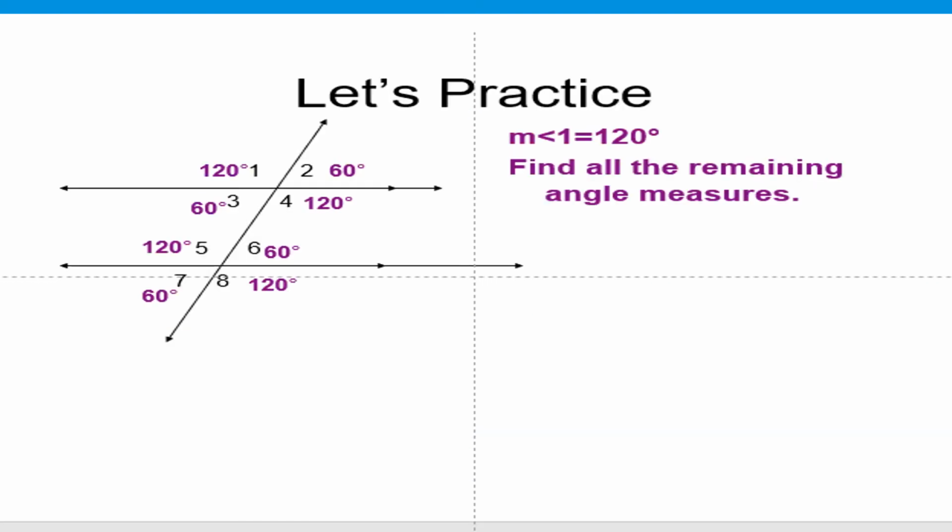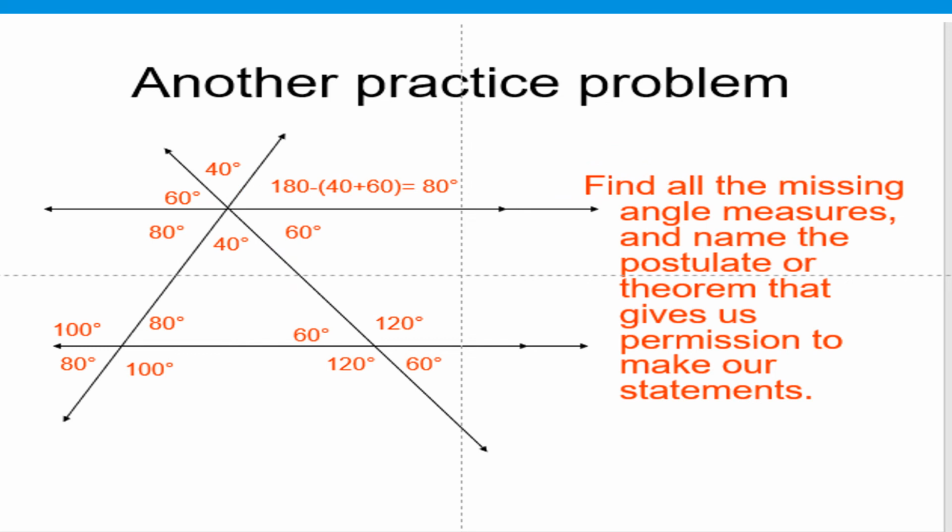So let us try. If the measure of angle 1 is 120, as you can see here, angle 2 is also 120. Because they are congruent. Of course, this side also is congruent, like this. And of course, this one's total is 180 degrees. Okay, it's easy. Alright, another practice.